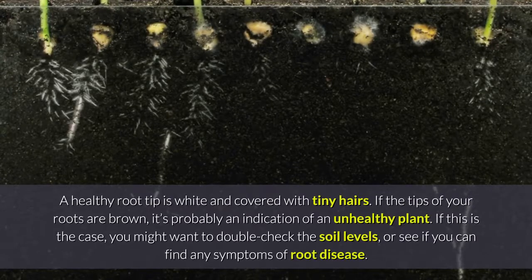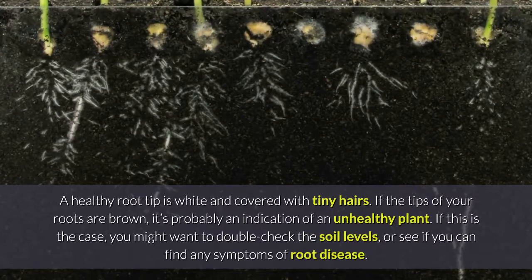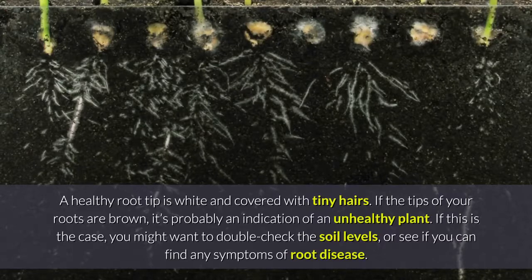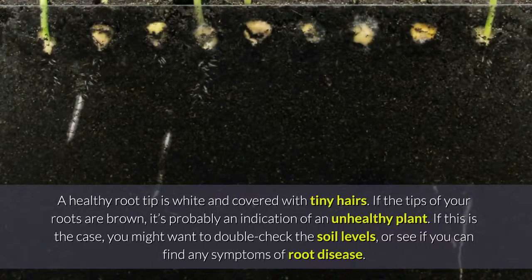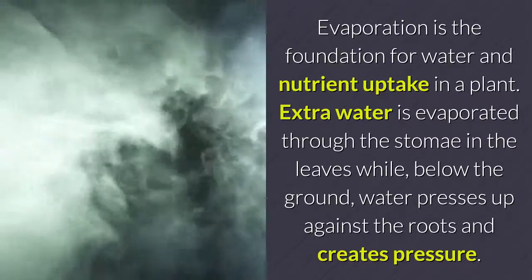If the tips of your roots are brown, it's probably an indication of an unhealthy plant. If this is the case, you might want to double-check the soil levels, or see if you can find any symptoms of root disease. Evaporation is the foundation for water and nutrient uptake in a plant.